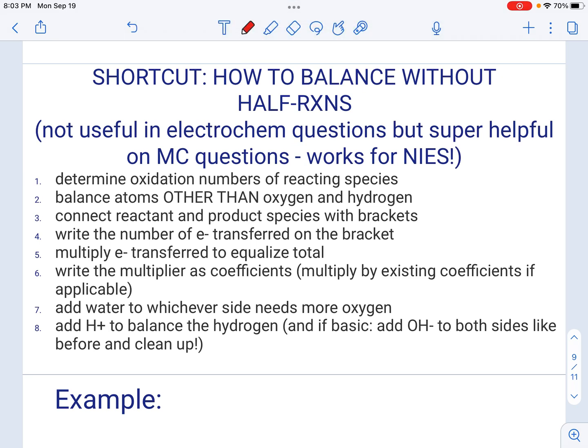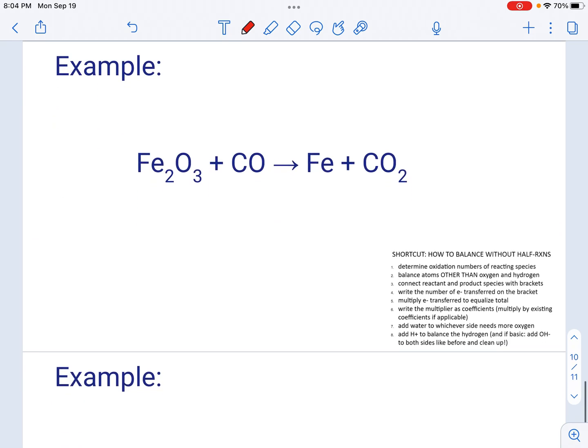But what we're going to do right now is the shortcuts. This is really easy to use on multiple choice. Basically, it's the same idea, but rather than rewriting everything over and over and over again, you're going to use a bracket and multiply the coefficients as they are, and then everything else works the same, except you don't cut it in half. So I'm just going to show you how this works.